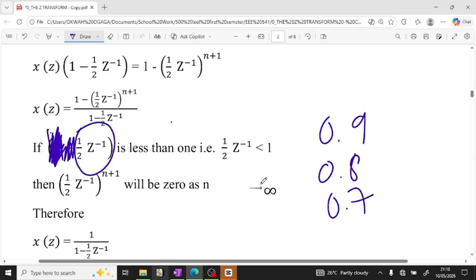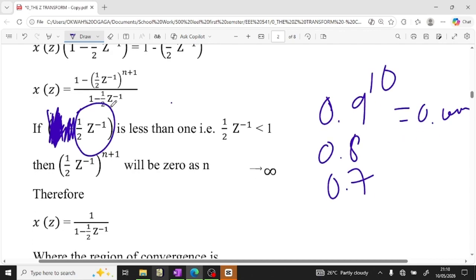If this is less than 1, then this expression, raised to the power n plus 1, will be 0. Because this thing, raised to the power, let's say even if it's 10, what you have, your answer will be 0.0000. So your answer will just be very, very small. So what you have to do is what? Then this expression will be 0 as n increases to infinity, as n tends to infinity.